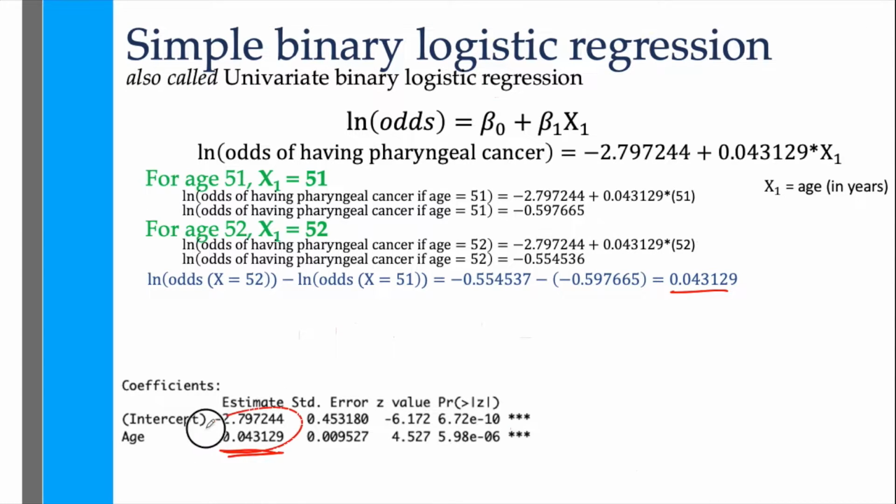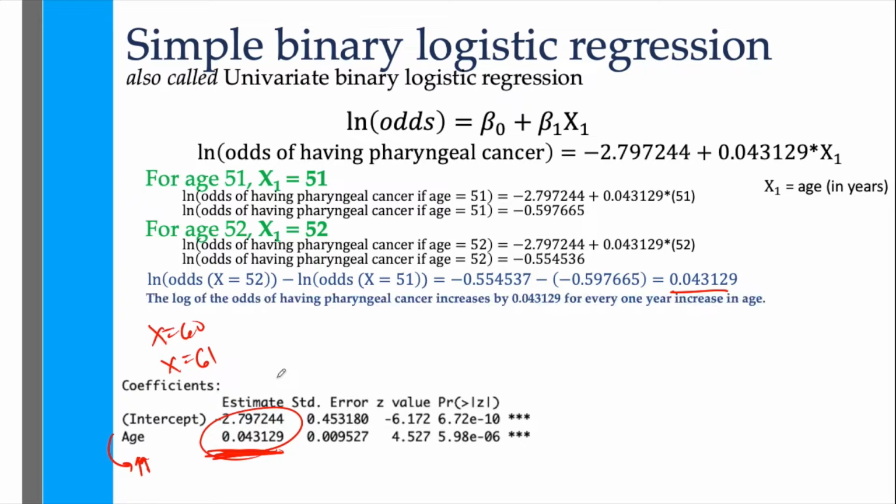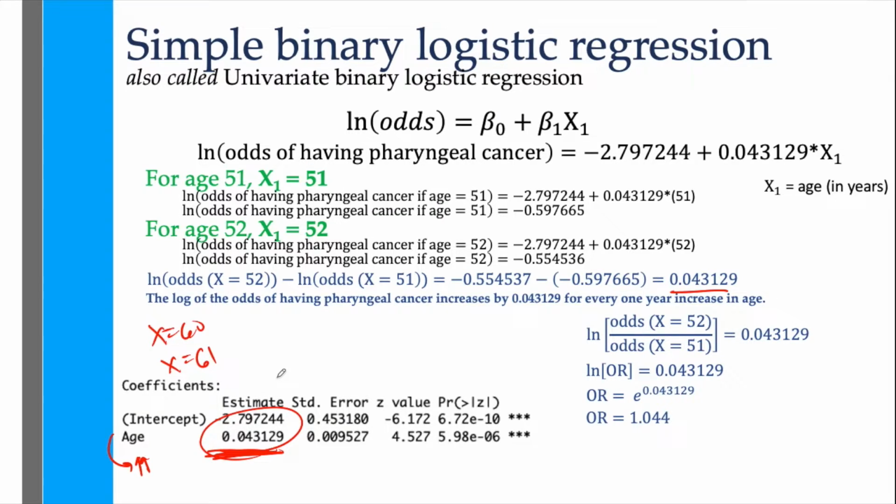It's because, again, this one states that for every 1 unit increase in age, the ln of the odds increases by 0.043. So if I compute, let's say, the ln of the odds when x is 60 and the ln of the odds when x is 61, subtracting those, I'm still going to have this value. So in other words, I'm still going to get the same odds ratio, which is 1.044, as long as I'm increasing the age or x sub 1 by 1.